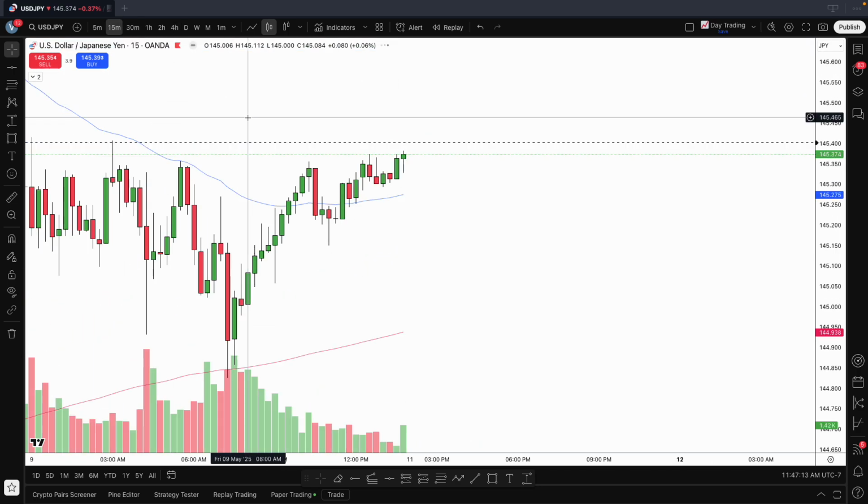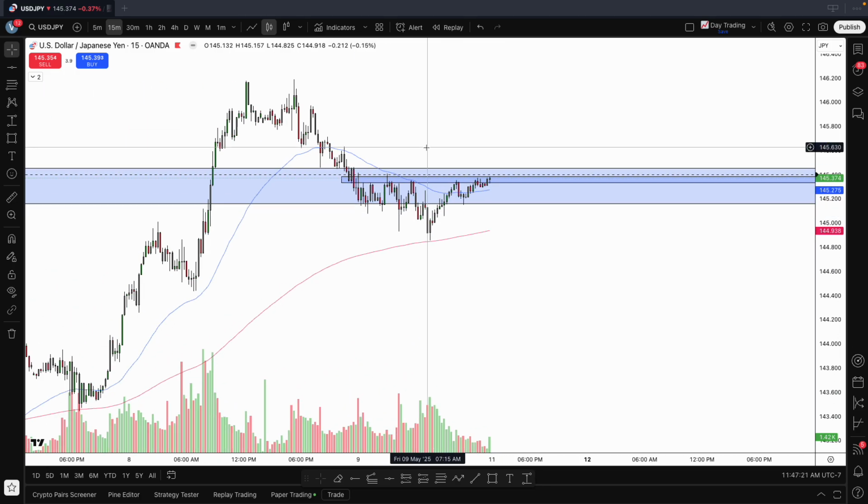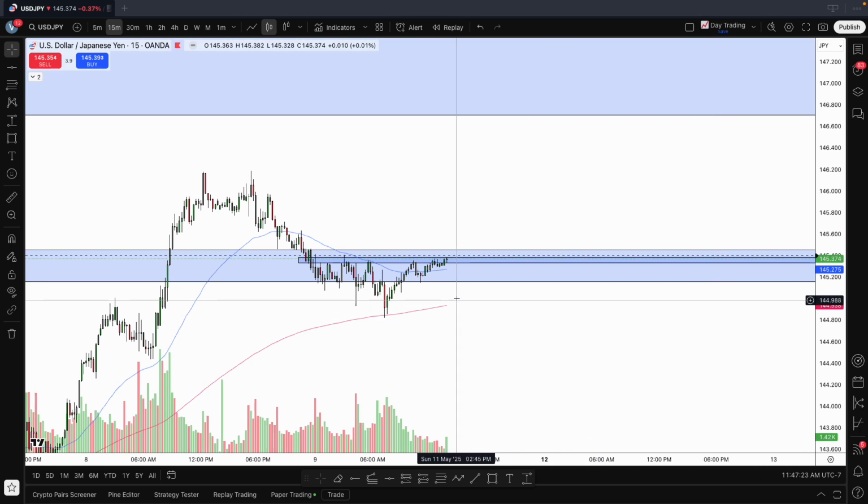Another confluence that I'm adding up is the 15-minute time frame. We can see a pretty clean inverted head and shoulders right over here. So I'm just waiting for a clean break and a retest, and I'll be longing the markets from somewhere over here all the way up to here.